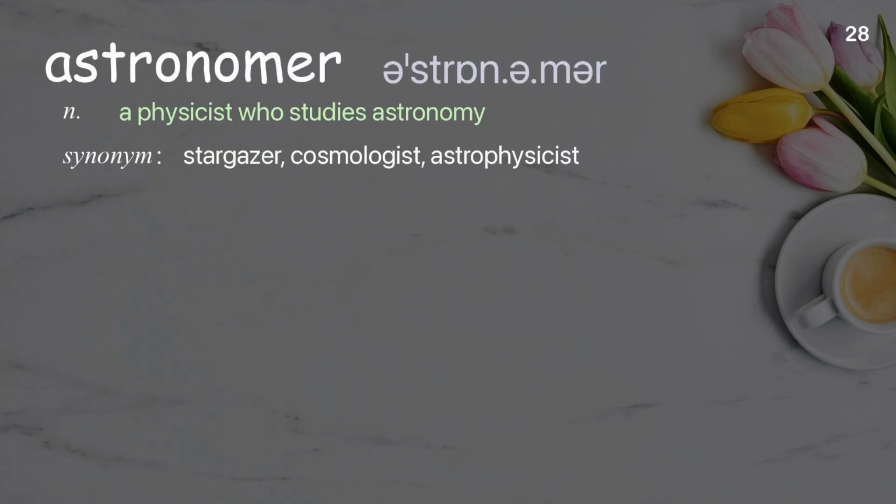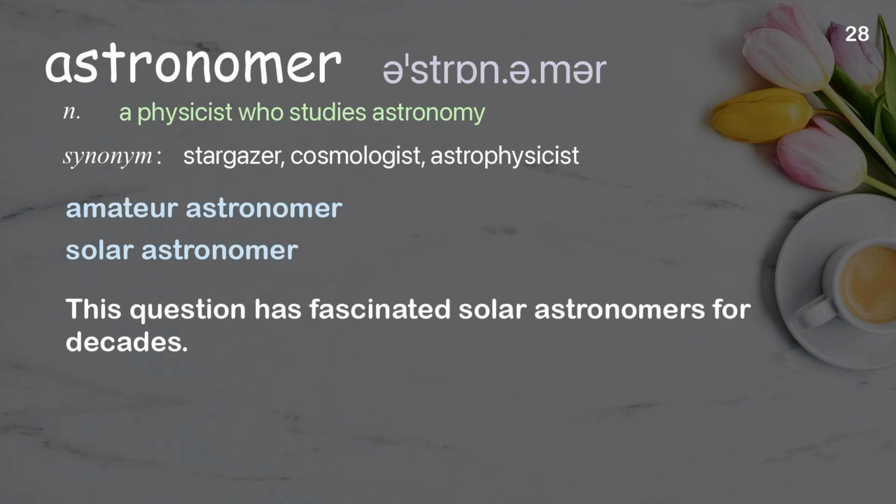Astronomer. A physicist who studies astronomy. Examples: amateur astronomer, solar astronomer. This question has fascinated solar astronomers for decades.